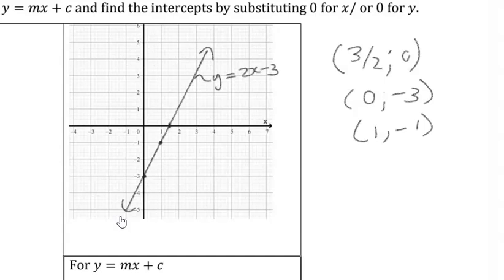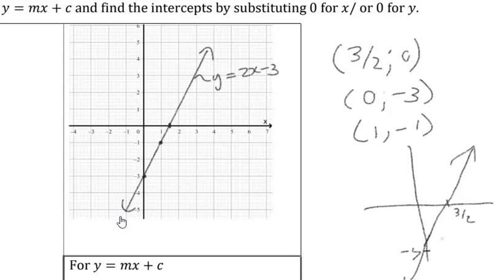If I don't have a grid, then you have to add the values here on the axes. So if it's a sketch graph, for instance, then you will write the 3 over 2, and you will do minus 3 there, and you will draw your line and label it. And you will just check whether it's correct.